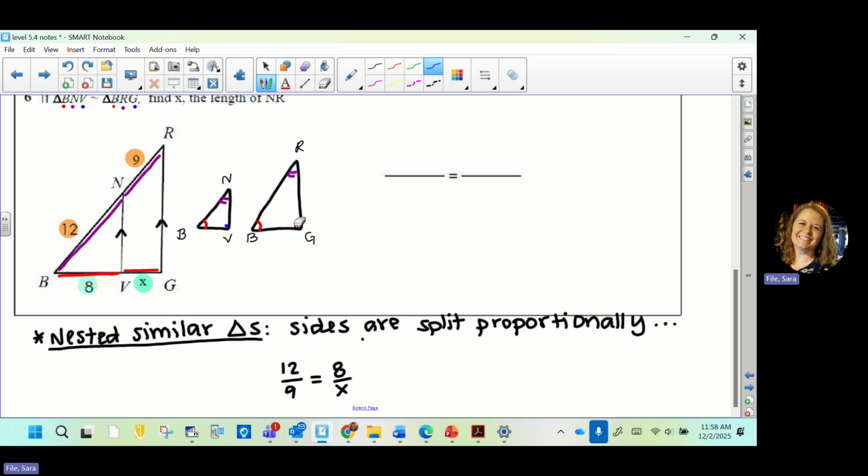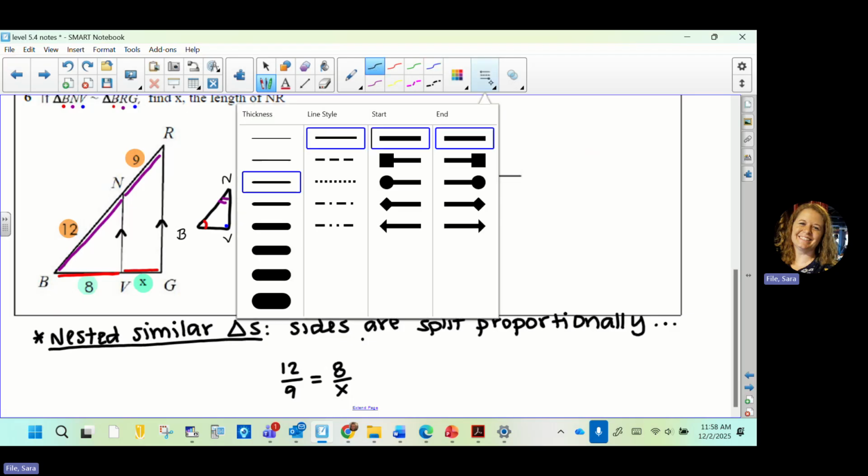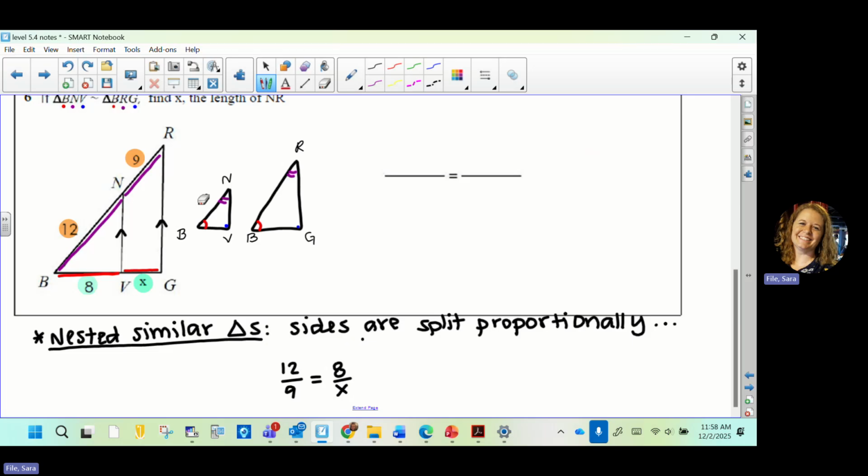Okay, so you can see what corresponds, and then you could add your labels for the side lengths they gave you. So the little triangle, this is 12 from B to N and 8 from B to V. Now in the big triangle, you would have to add these pieces, 12 plus 9. So that length is 21. Same thing in the big triangle, it's all of this together. So you'd have to do 8 plus x, which we don't know x, so I write it as an expression.